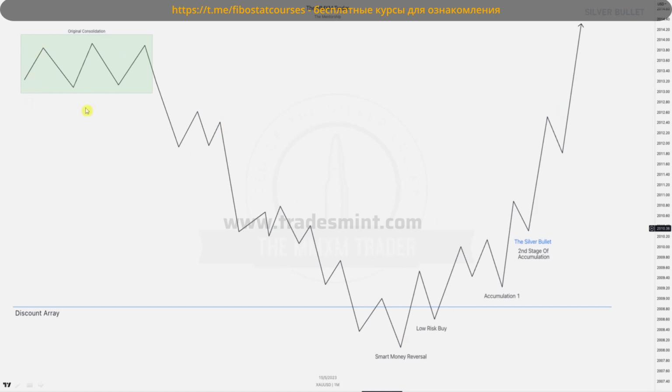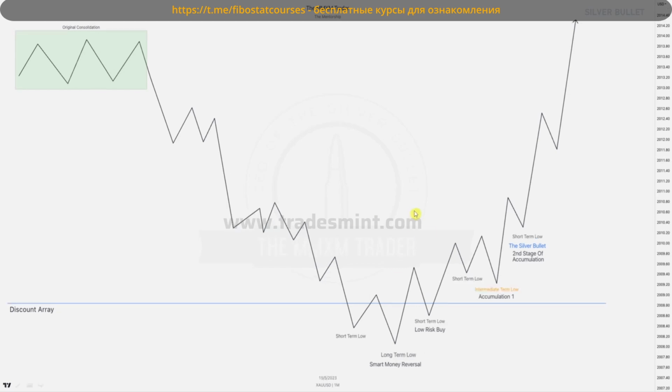We've got that, again, original consolidation up here, right? And then hitting a key level once again where the smart money reversal should occur. Now breaking structure up here, and then the first area over here, that is the low risk buy in a market maker buy model. We're not looking for this, we're looking for that second stage of accumulation in this market maker buy model.